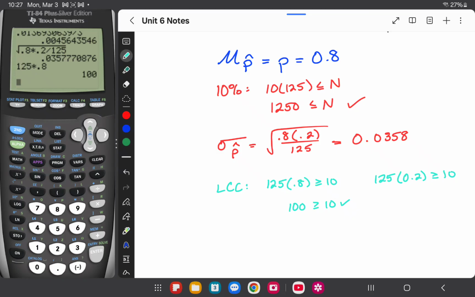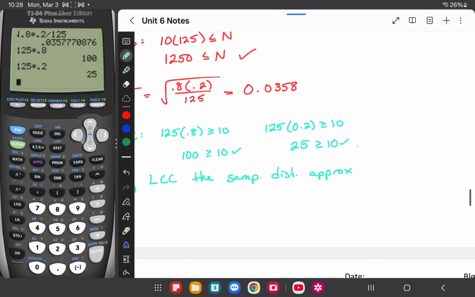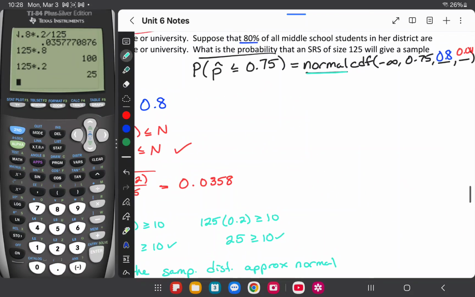Check to make sure that that is also greater than or equal to 10, which 125 times 0.2 is 25, and 25 is also greater than or equal to 10. So by our large counts condition, we can say that the sampling distribution is approximately normal. So because I know that it's normal, and because I now know what the mean is and I know what the standard deviation is, I can go ahead and use my calculator as well as normal CDF to go ahead and find that.